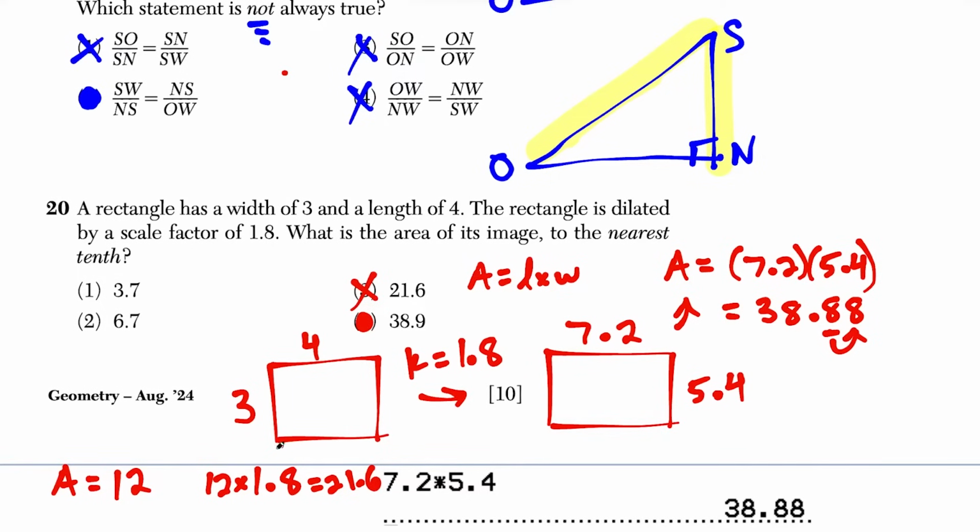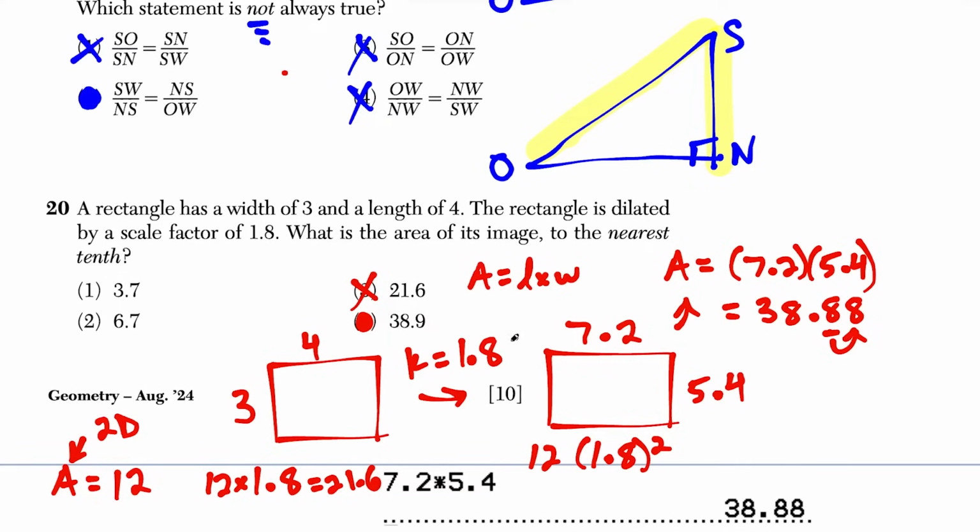The reason why this method doesn't work is because area is a two-dimensional measurement. Okay, so you can't just multiply by the scale factor. You would have to multiply by the scale factor squared. So we would take the old area 12 and we would multiply it by 1.8 squared, because not only is the length getting scaled by 1.8, but the width is getting scaled by 1.8 as well. So that's why we have to square the scale factor.